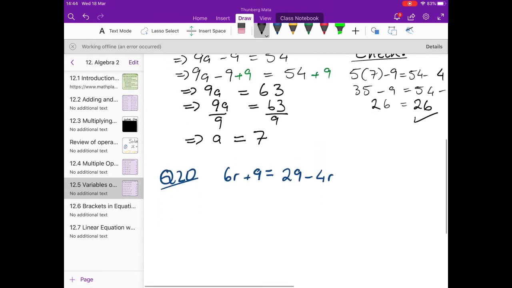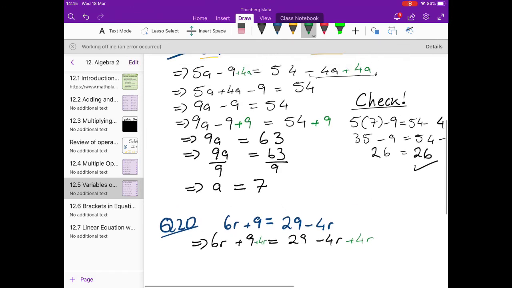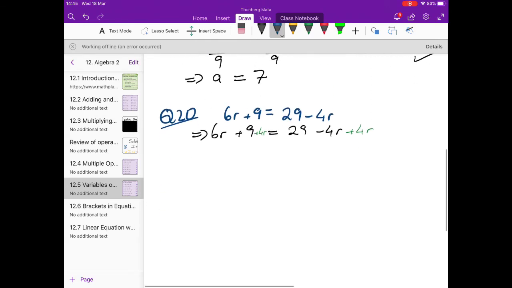Same process again. So I start off, I want my R's on one side and I want my numbers on the other. So first off, I'll have to add 4R to both sides because I want to move that to the other side. Then I'll have 10R plus 9 is equal to 29. Because again, these two cancel each other out, and 4R and 6R will give me 10R's altogether.